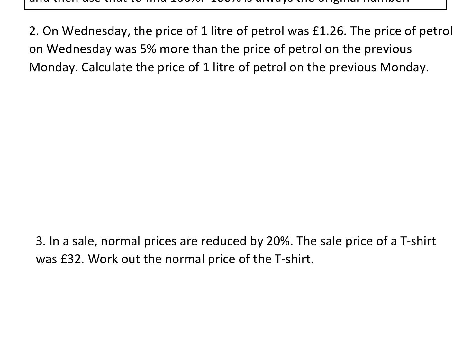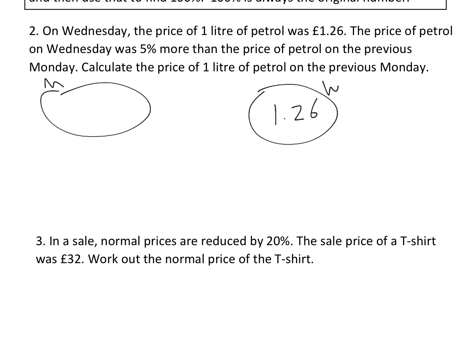So number 2. On Wednesday, the price of 1 litre of petrol was £1.26. The price of petrol on Wednesday was 5% more than the price of petrol on the previous Monday. Calculate the price of 1 litre of petrol on the previous Monday. So your original, or your first price, is actually the Monday. And then the price is increased and it's higher on the Wednesday. So the Wednesday price is £1.26. We don't know the price the previous Monday, but we do know that the price has been increased by 5%. That's what the question's saying.